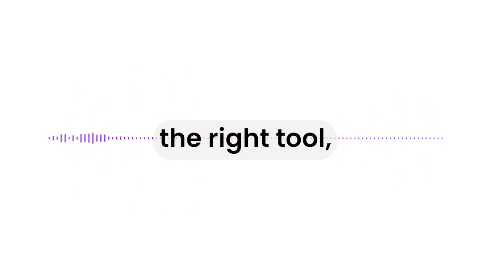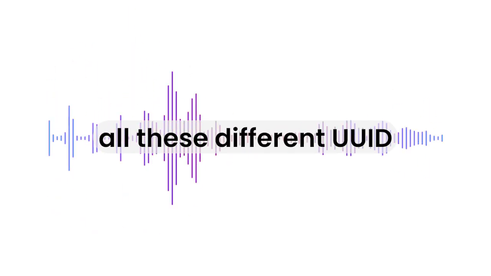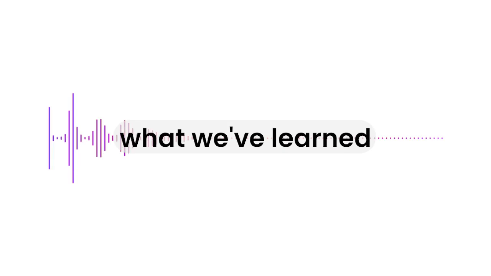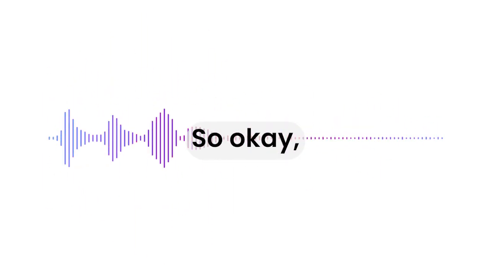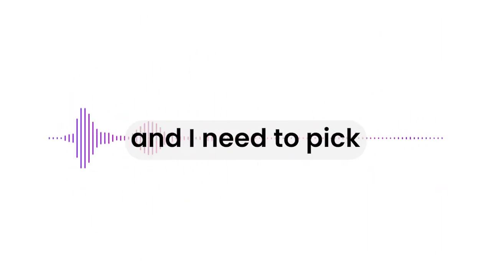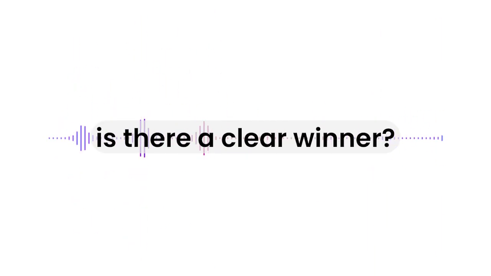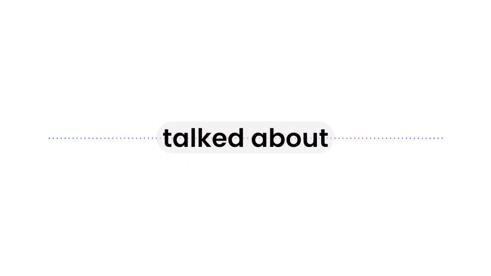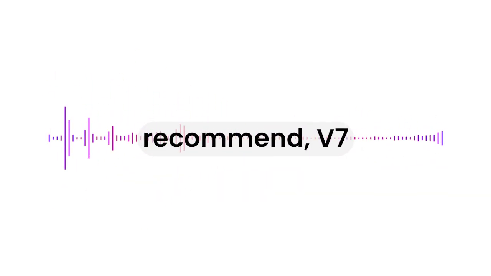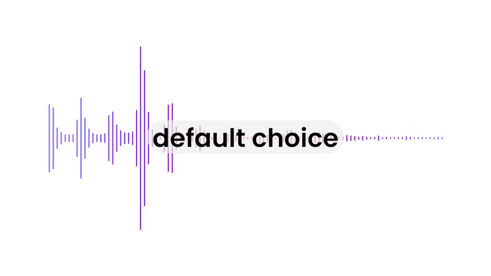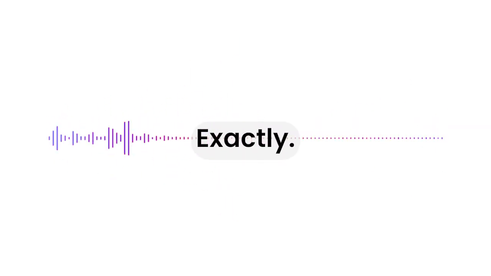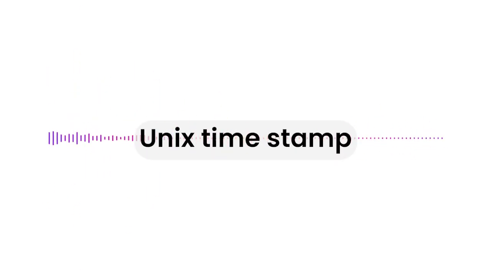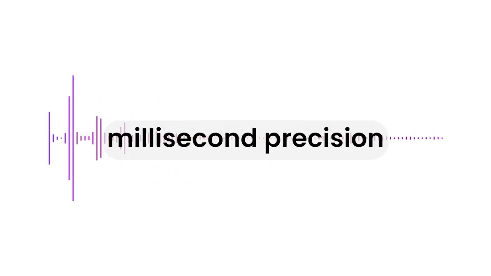And speaking of choosing the right tool, we've talked about all these different UUID versions. Let's recap what we've learned about selecting the best one for your needs. Yeah, let's break it down. If I'm starting a new project today and I need to pick a UUID version, is there a clear winner? Based on everything we've talked about and what both the RFC and the PyCon talk recommend, V7 seems like a pretty solid default choice for most new projects. It does sound like it really addresses a lot of the limitations of the earlier versions, and it's got some powerful features. Exactly. It's time-ordered, uses the familiar Unix timestamp, and gives you that flexibility with sub-millisecond precision and those counters.